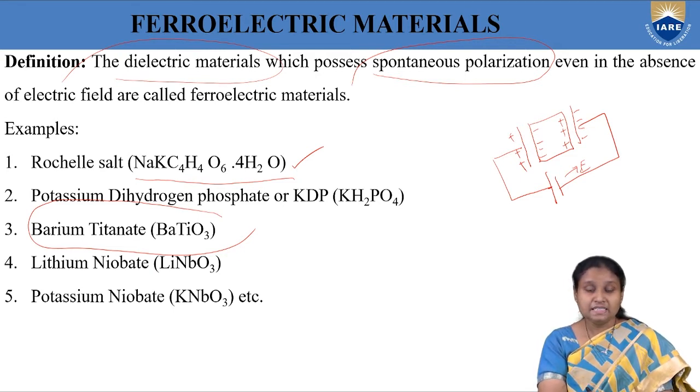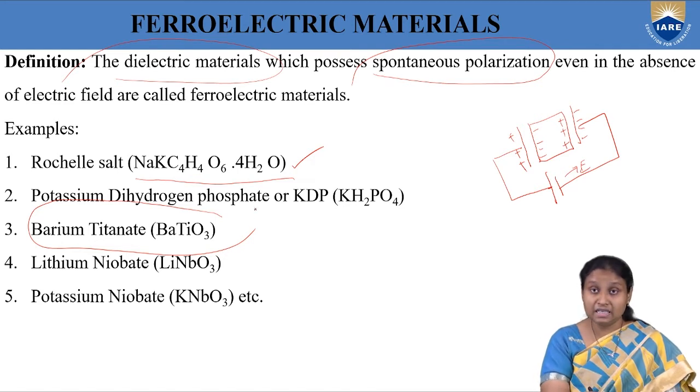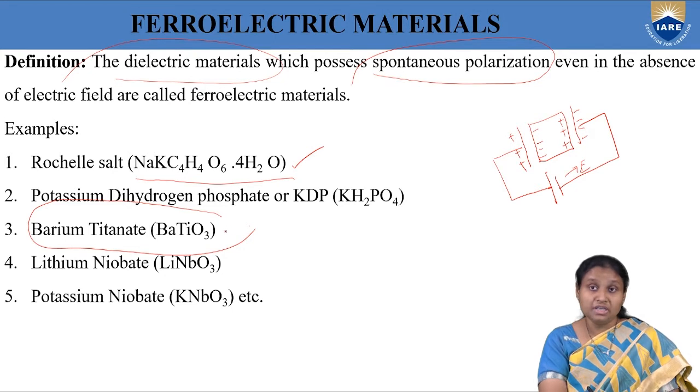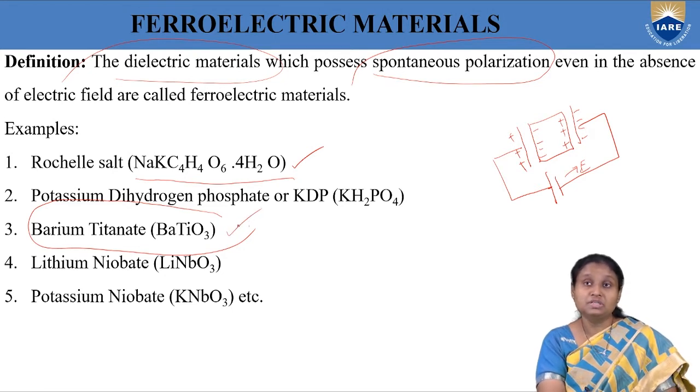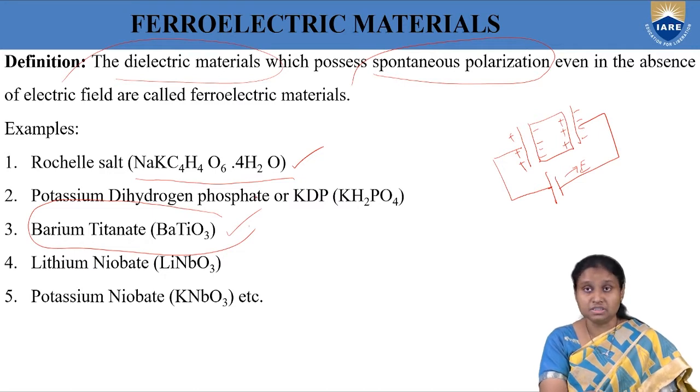And the next is similar to barium titanate. We have one more example, lithium niobate, which is LiNbO3. And then of course potassium niobate. There are some more examples of ferroelectric materials, but we have taken very few of them. In the end, we'll try to observe this phenomenon of ferroelectricity in barium titanate. By taking the structure of barium titanate, we are going to observe what properties are exhibited by a ferroelectric material.